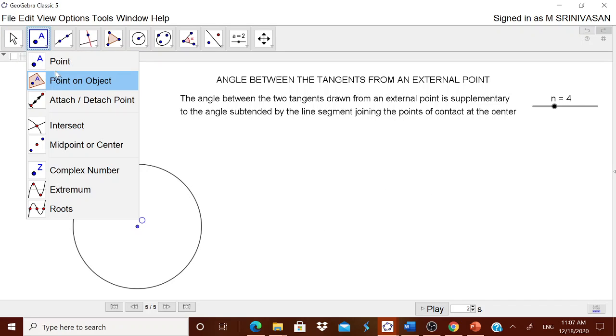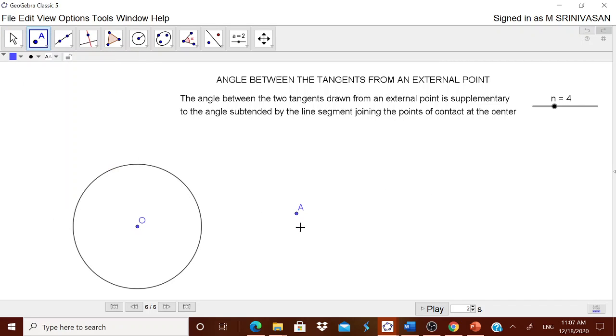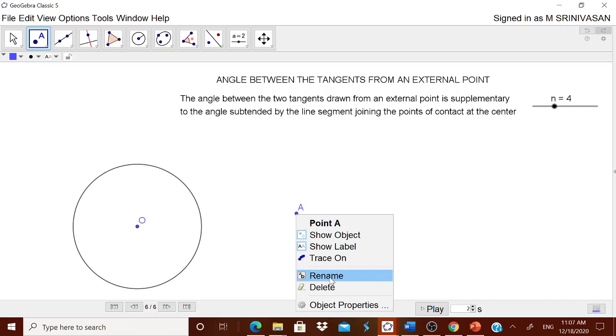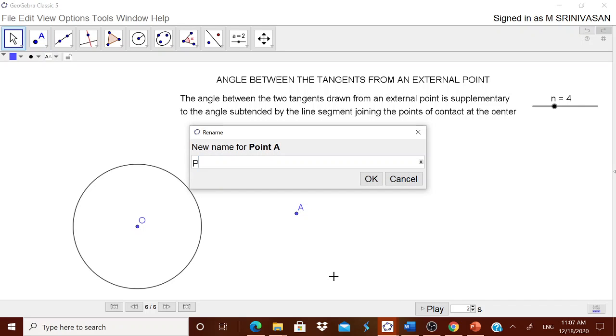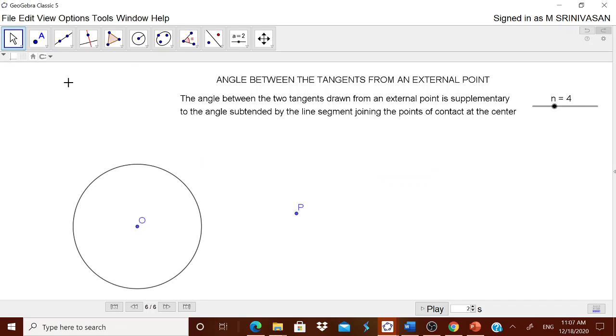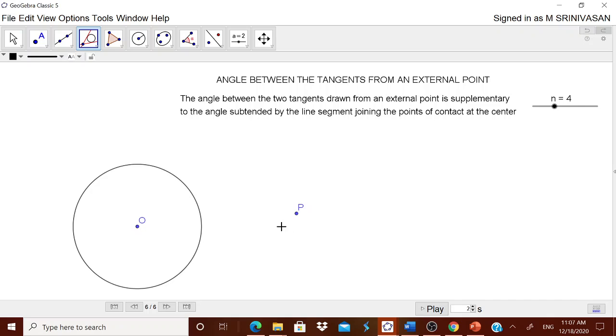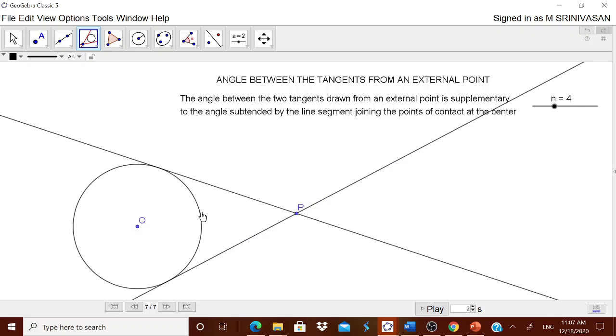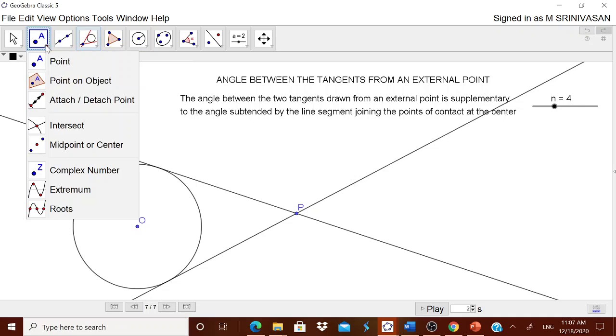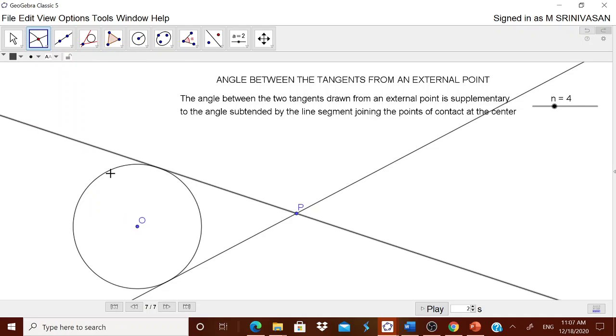Let us take a point outside. This is a point outside. Normally the point outside will be denoted by P in most of the results, so we will take it as P. We have to go for two tangents. The tangent line is under the perpendicular line tool. Go to the tangents, select it. Select this point and then touch this circle. You will get the tangents now. The tangents will have points of contact. Go to the intersect. Touch the tangent, touch the circle, touch the other tangent line and touch the circle.